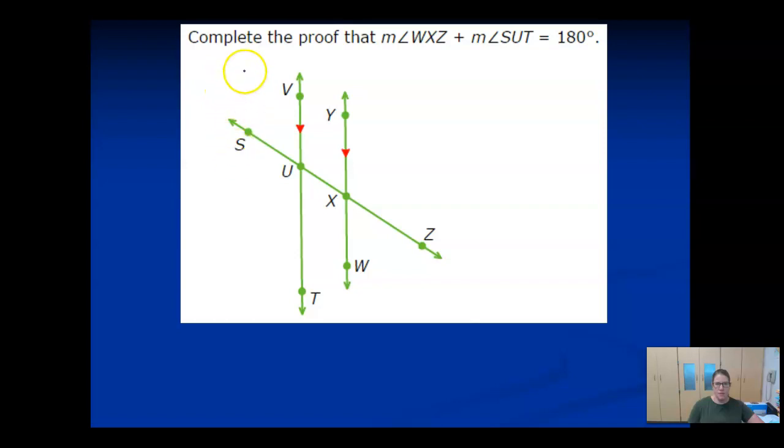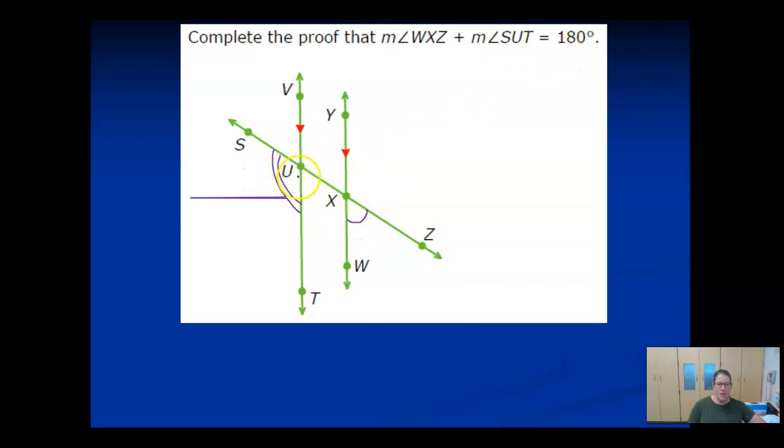All right, so on this one, it's telling me to complete the proof that the measure of angle WXZ plus the measure of angle SUT equals 180, so that these 2 angles are supplementary, right? So let's mark which angles those are so that we can easily see them. So WXZ, that would be this angle right here. SUT, that would be this angle here. And I'm going to mark this one with 2 lines because those are obviously not congruent, right? One's much bigger than the other. If I add these angles together, I should get 180 degrees.